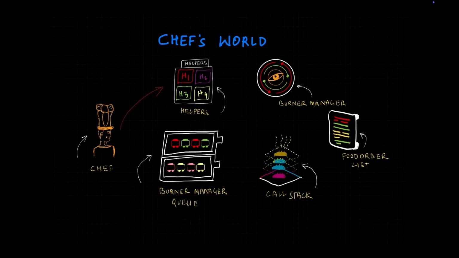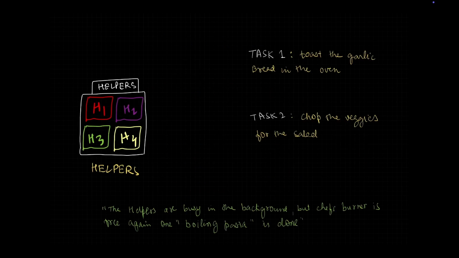What the chef can do is delegate some tasks to the helper, like cutting vegetables or toasting the garlic bread. Then the burner manager will keep a check on whether the tasks from the helpers are being completed or not. If a task is completed, the event loop, which is the burner manager here, will check if the single burner is empty or not. If the burner is empty, it will take the task and put it on the call stack. If it is not, it will put it in the callback queue, and this way it can handle all the processes efficiently. So let's break it down.